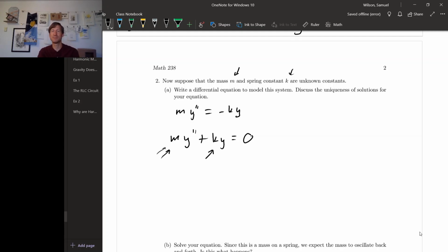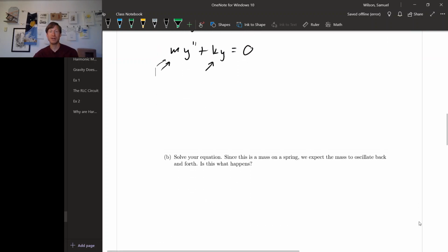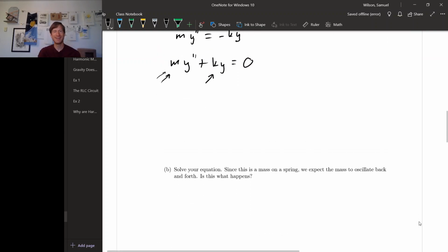Again, that sort of corresponds to the fact that if you set up the physical system, it has a unique behavior. All right, so go ahead and pause the video and look at part B. Okay, so actually solving this equation, well, it's still a second order constant coefficient homogeneous linear differential equation, so we can play exactly the same game as before.